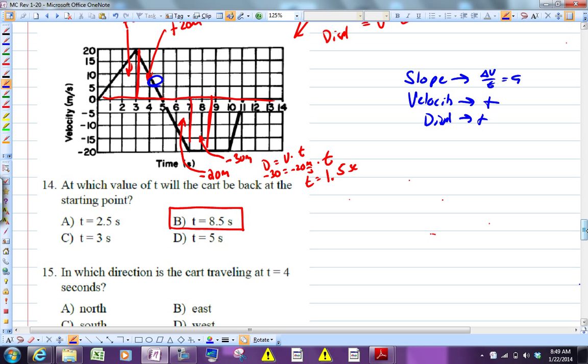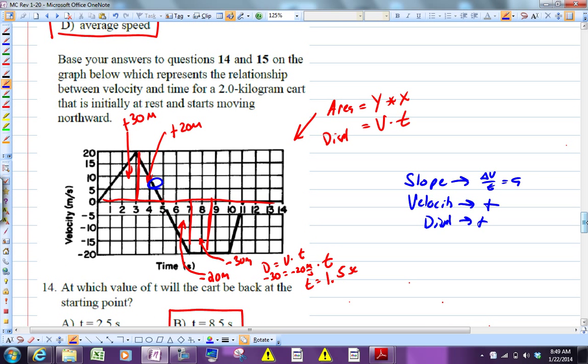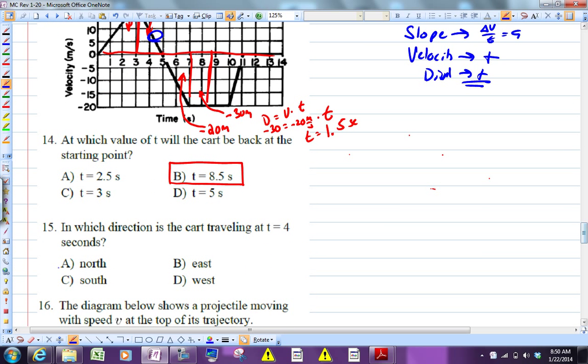Now what's interesting about this graph is we're used to positive being right, or up in this case, because it tells you that it initially starts moving northward. The positive displacement means to the north. So the answer here is going to be to the north.